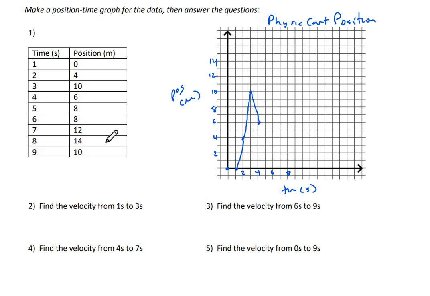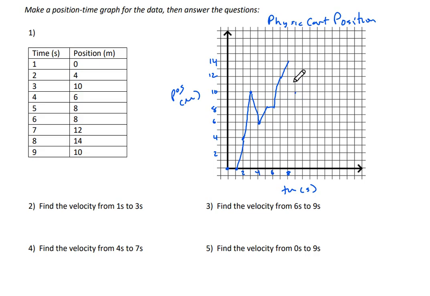And then at time 5, we're at 8. Then at time 6, we're at 8 again, so flat. Then at time 7, we're at 12. So that's up here. Again, using a ruler will help. And then at time 8, we're at 14. That is right here. And then at time 9, we are at 10, so we drop down to 10.